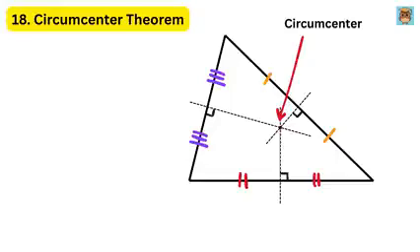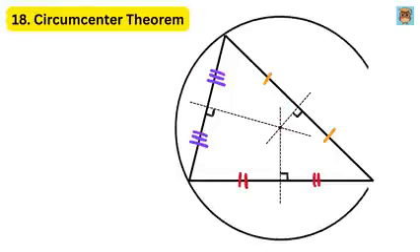This circumcenter is special because it is the center of a circle that passes through all three corners of the triangle. This circle, called the circumcircle, perfectly wraps around the triangle, touching each vertex. No matter the shape of the triangle, its circumcenter always exists, and it can be inside, outside, or on the triangle, depending on the type of triangle.